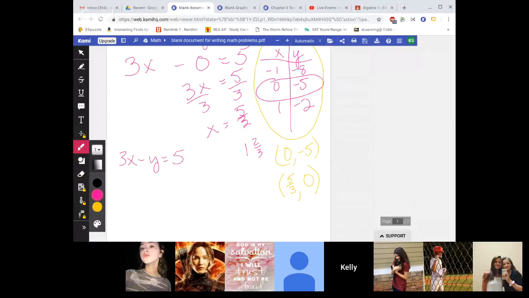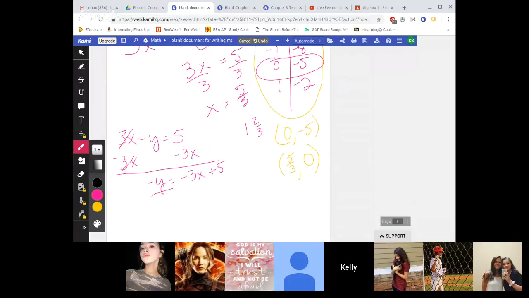Equals 5. And the last thing we're going to do is put it in slope-intercept form. And that means you're solving for y. So I'm going to subtract 3x from both sides of the equation. And that's going to give me negative y equals negative 3x plus 5. Cannot leave that y as a negative. So I'm going to divide everything by a negative 1, which basically just changes the sign on each of the terms.